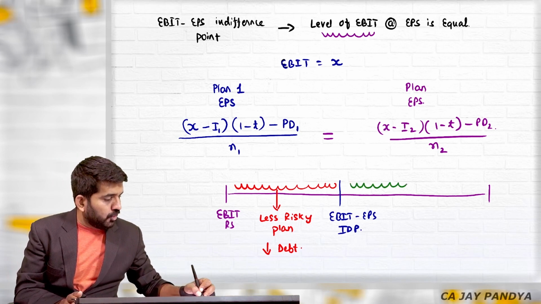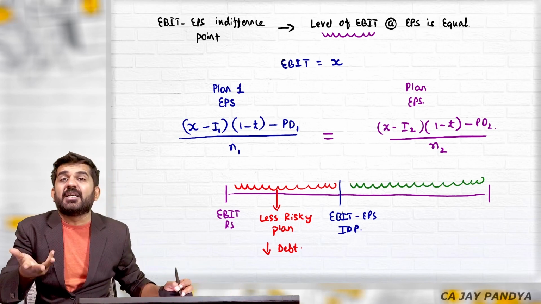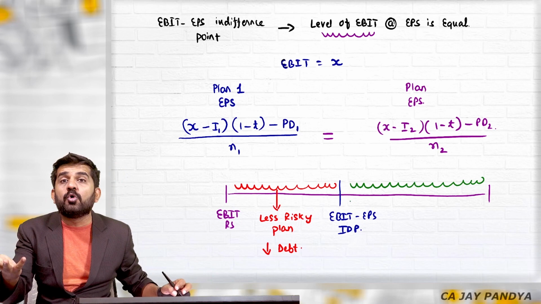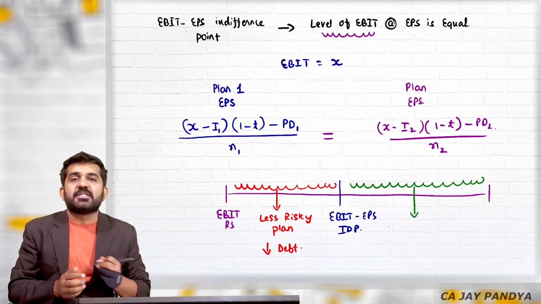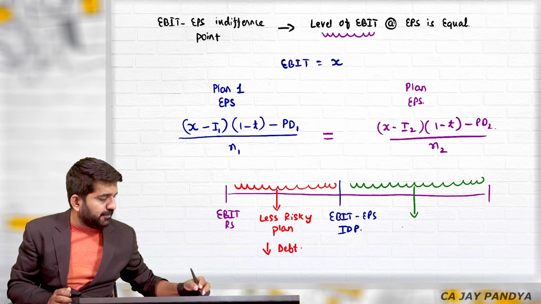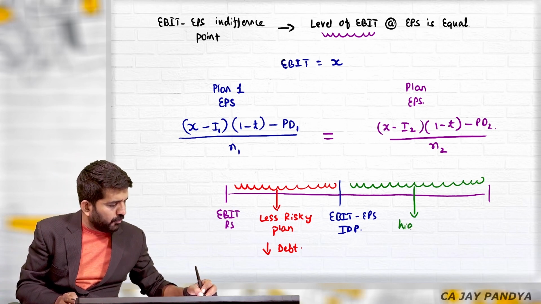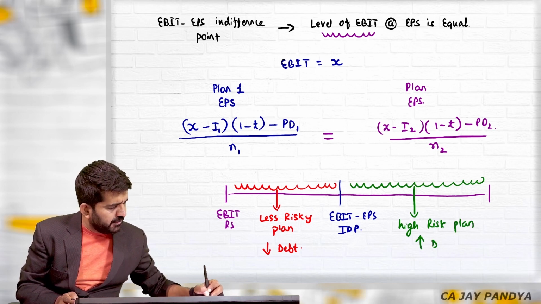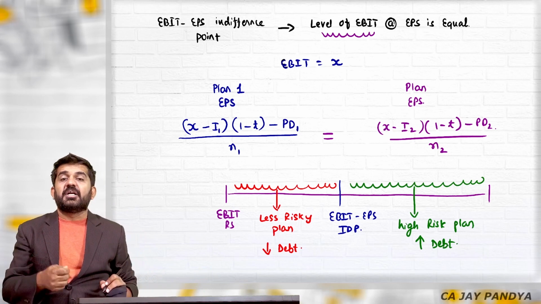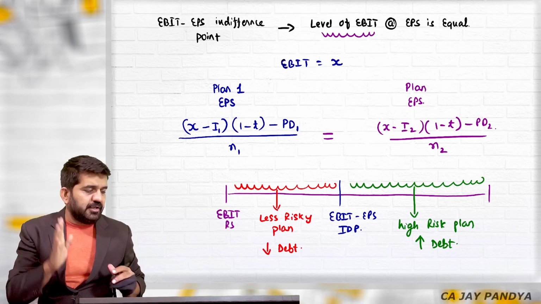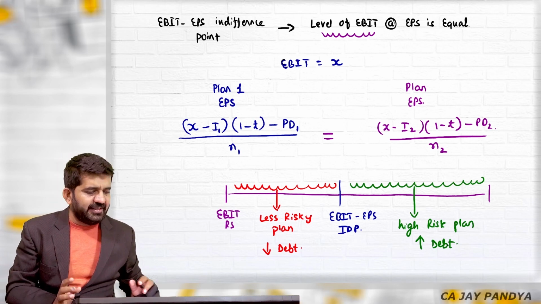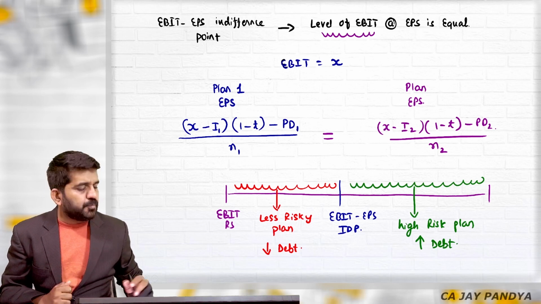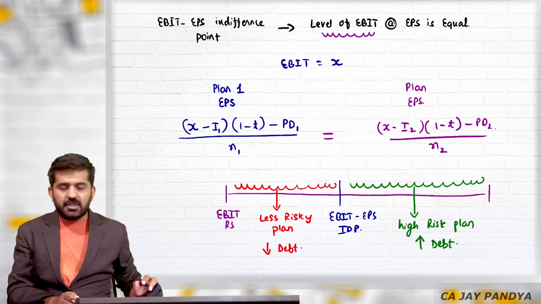And if your forecasted EBIT, your actual EBIT, what your financial manager is suggesting your EBIT would be next year, falls above the EBIT-EPS indifference point, you should go for a high risk plan. What is a high risk plan? Having higher debt. Trading on equity or the leverage effect will work for you, and ultimately you will benefit by going into the high risk plan as far as capital structure is concerned. This is the concept of the EBIT-EPS indifference point, and this is how we find it.